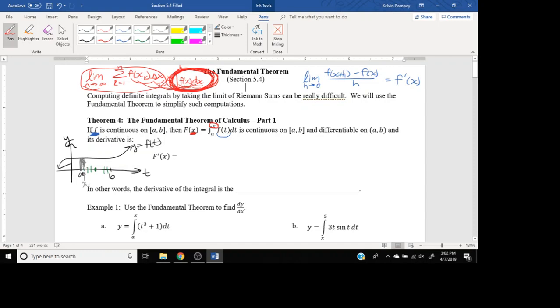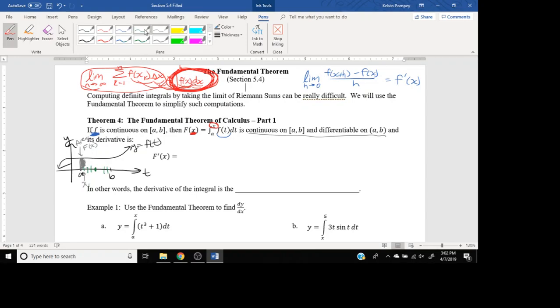Then capital F of x, sorry, this is kind of getting out of the bounds here. This area is capital F of x, right? Now, since x is a variable and it can be any value from a to b, F of x is basically a bunch of areas here, all right? It's saying that this function that represents these possible areas from a to b is continuous on [a, b] and differentiable on the open interval (a, b), and its derivative is given by the following.